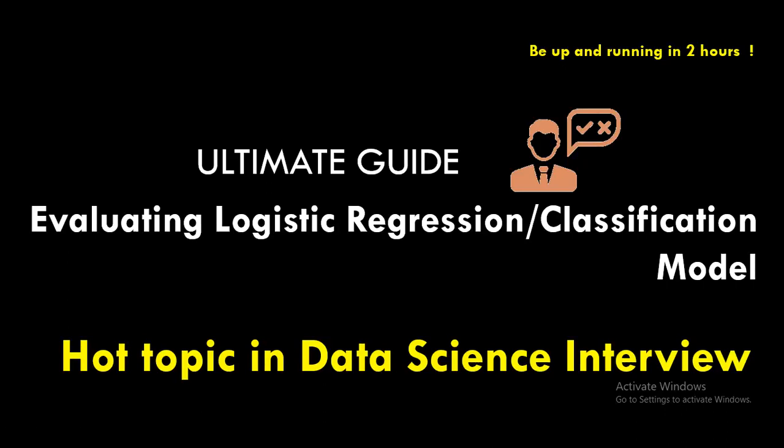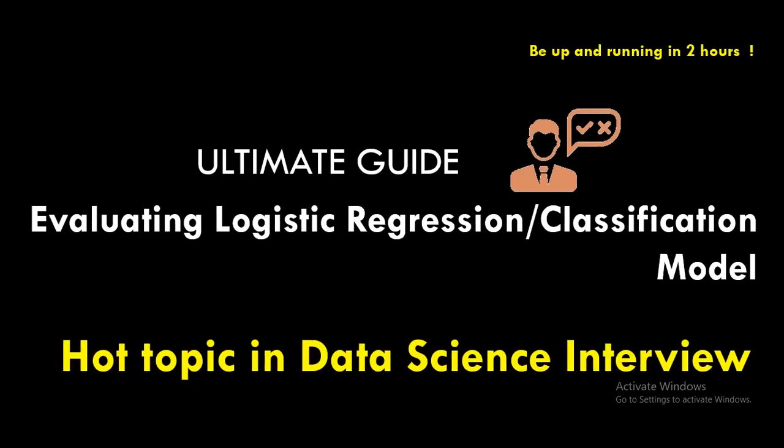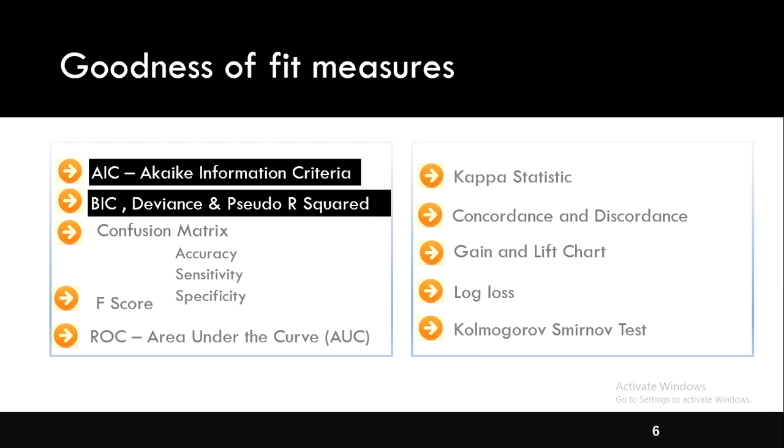Let's move ahead and understand how to evaluate the accuracy of both the logistic regression and other classification models using various metrics. To start off, let us see what is AIC, BIC, deviance, and pseudo R squared. The rest of the metrics we'll discuss in the subsequent video.